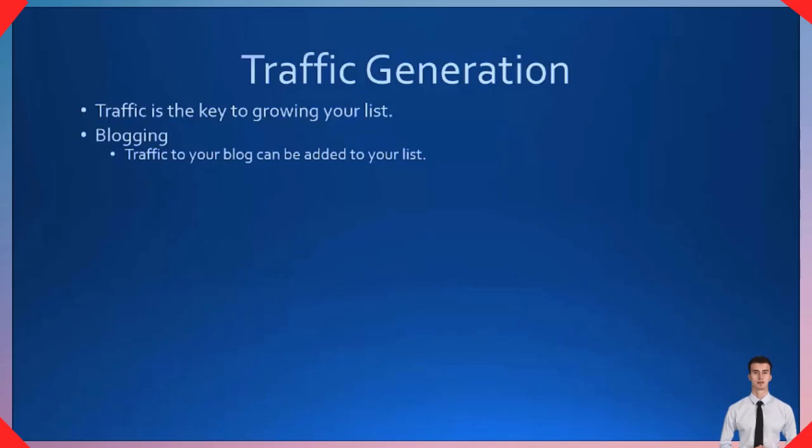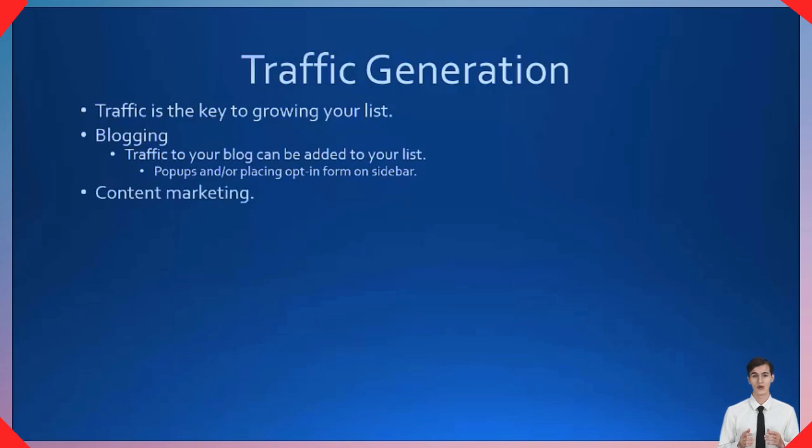You can have it in the right-hand side. You could have it at the end of each one of your blog posts. You could have pop-ups that show up as they come to your blog, like that How to Break 80 one that we were showing you. At the end of your blog post, you could invite people to sign up to your list.